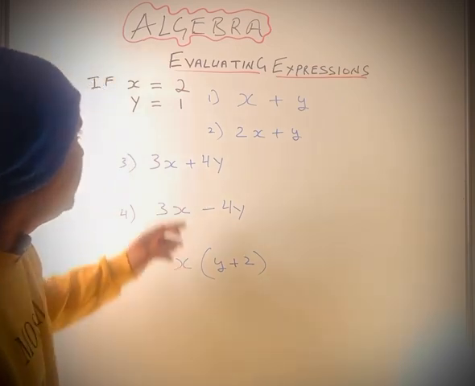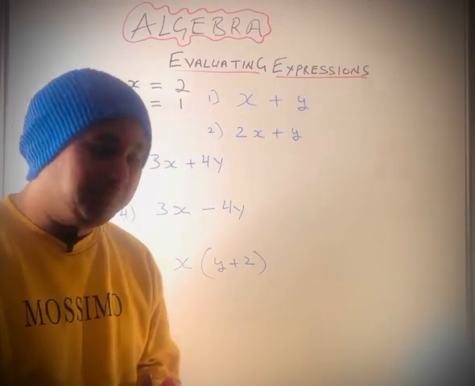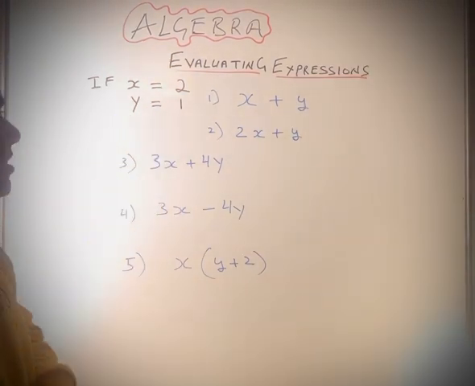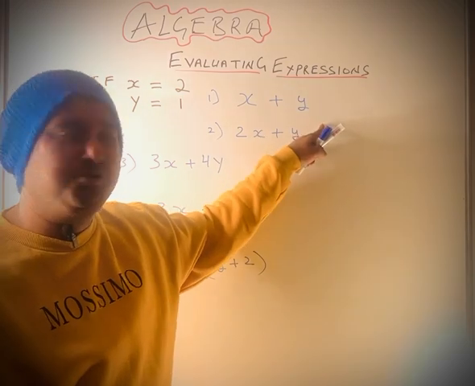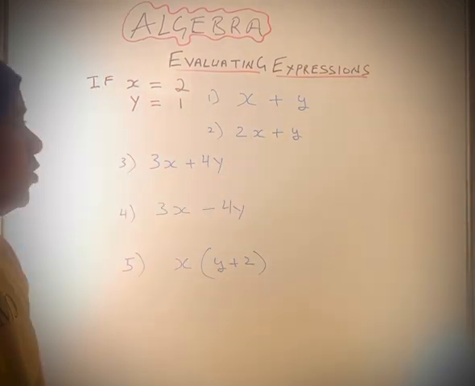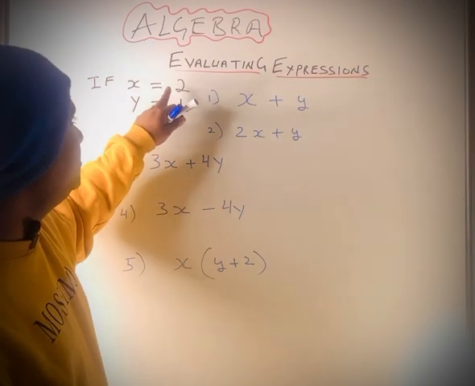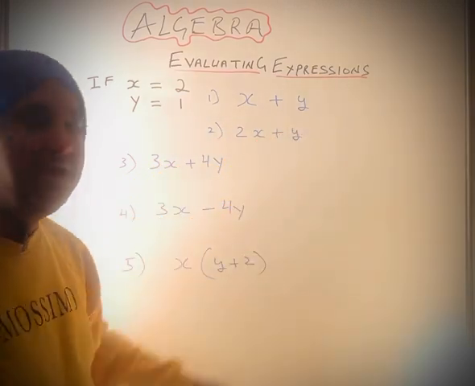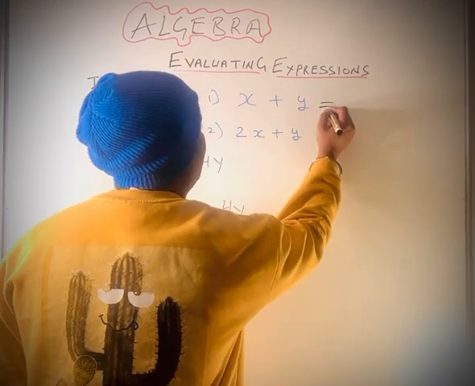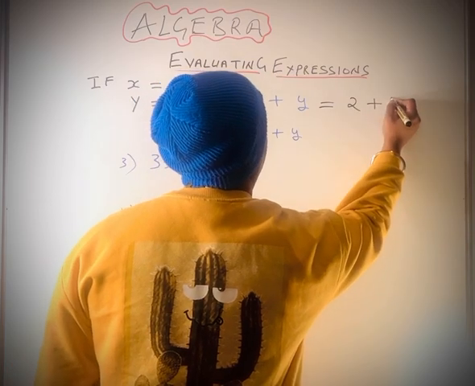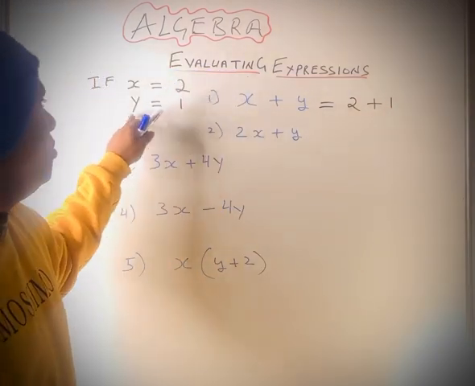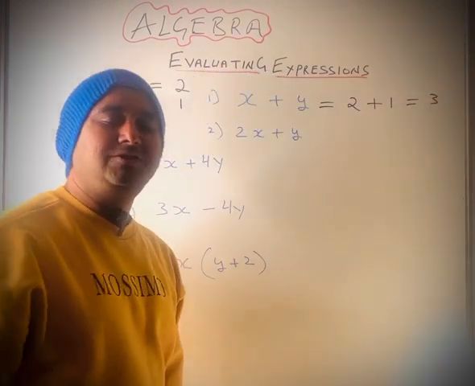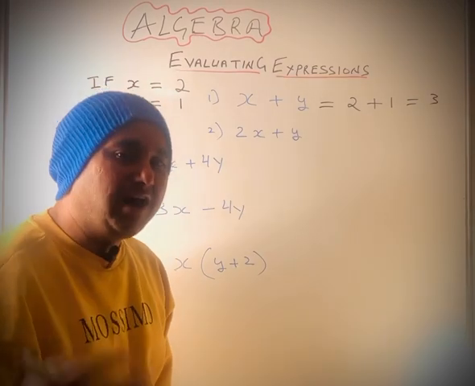Now, let's say the value of x is given as 2 and the value of y is given as 1, and I have the simplest expression I could have, x plus y. What I'm going to do is put the value of x instead of x here and y instead of y here. So that will be 2 plus 1. x is 2, y is 1, so the answer will be 2 plus 1, that will give me 3. That's how you evaluate the expression.